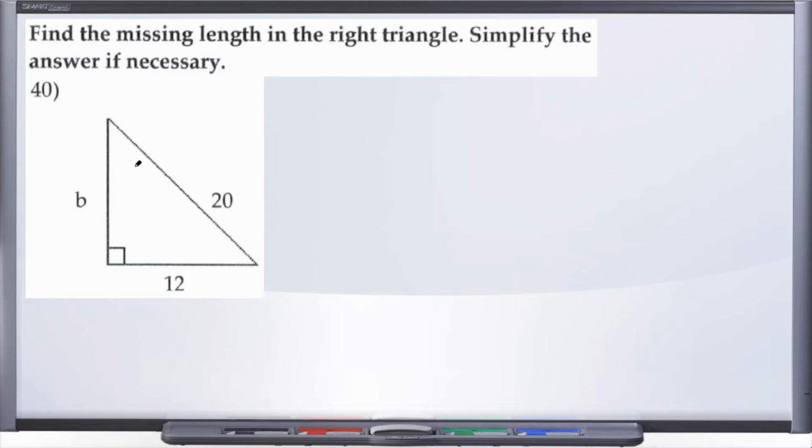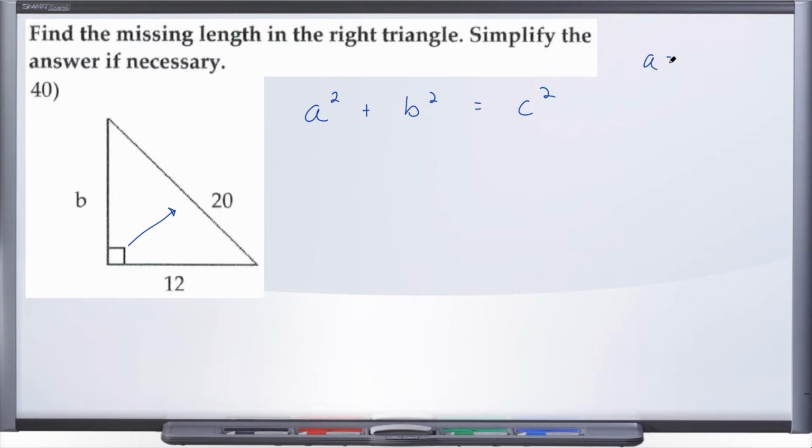And we know that when we're trying to find the missing side of a right triangle, we're going to use Pythagorean's theorem, which says a squared plus b squared equals c squared. And C is always the longest side. It's your hypotenuse. It's the side directly opposite the right angle. And so in this case, C is going to be our 20.